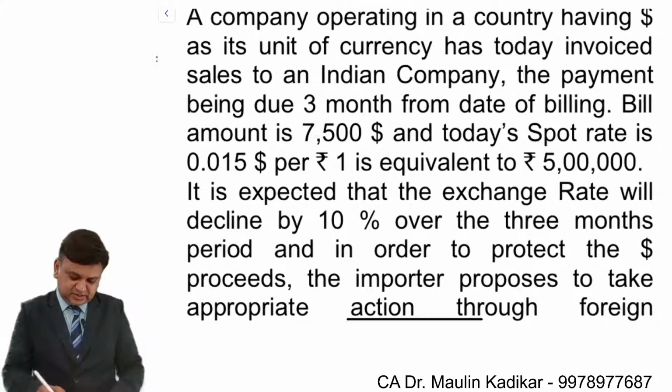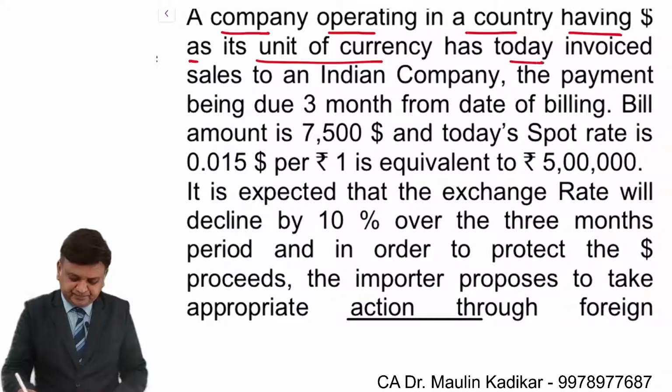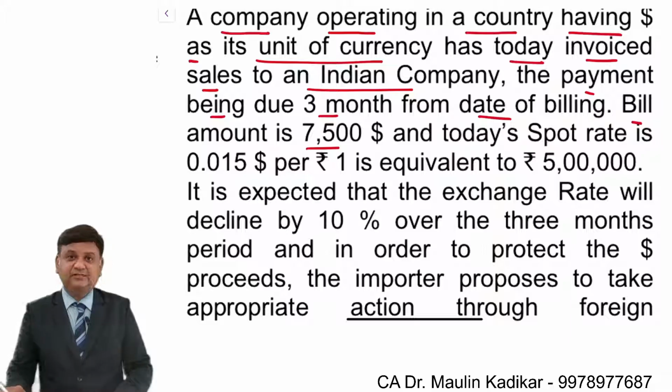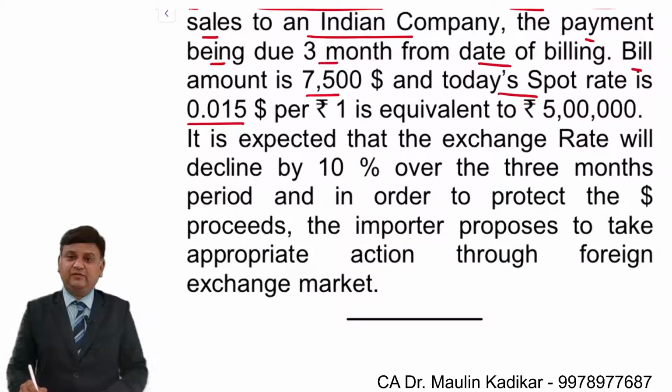Next question is this. A company operating in a country having dollar as its unit of currency has today invoiced the sales to an Indian company. The payment being due 3 months from the date of billing. Bill amount is 7500 US dollar and today's spot exchange rate is 0.015 dollar per rupee, which is equivalent to rupees 5 lakhs.